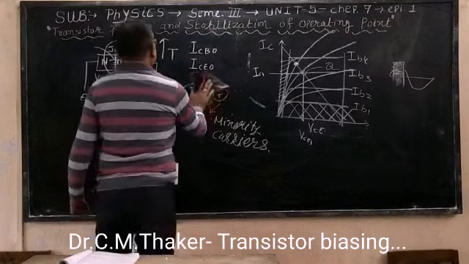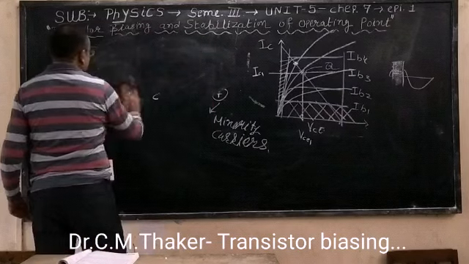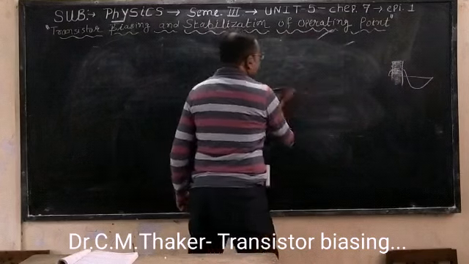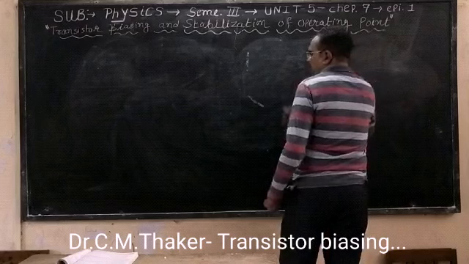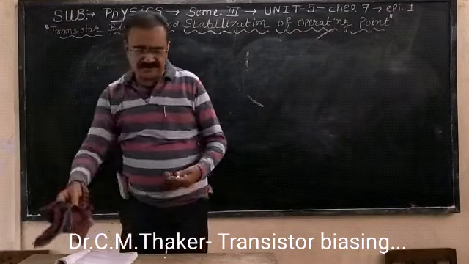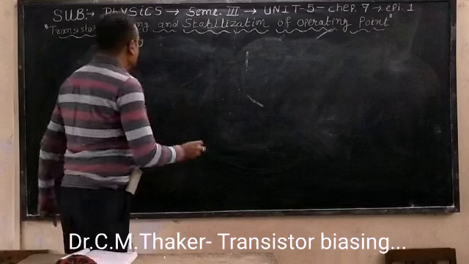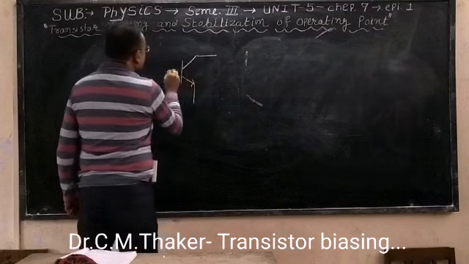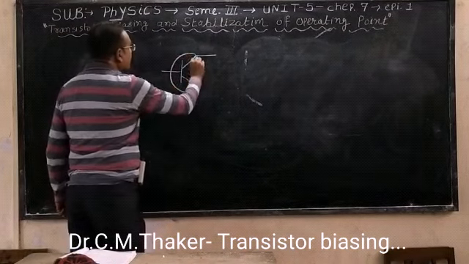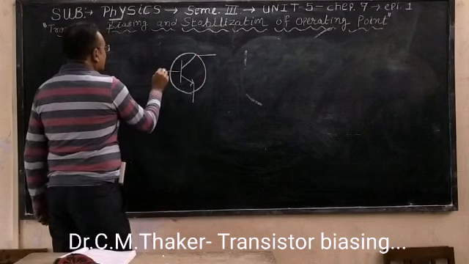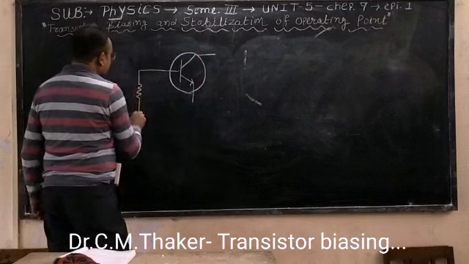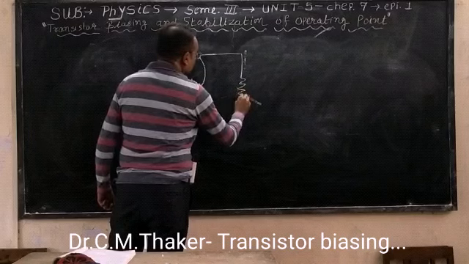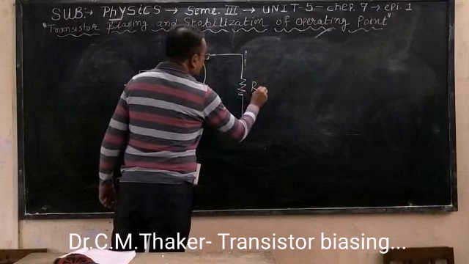So now we shall discuss different kinds of biasing circuits. First, the fixed bias circuit, which we learned in second semester. How was it connected? For the common emitter. This is the common emitter configuration of the transistor symbol. I have the base resistor RB, as well as the collector resistor RC.